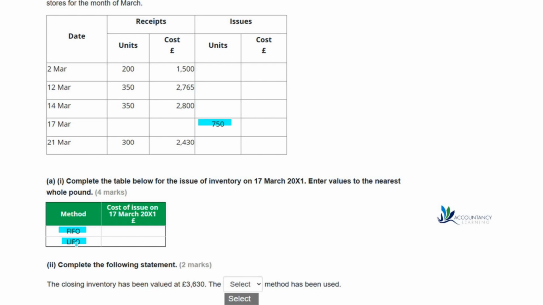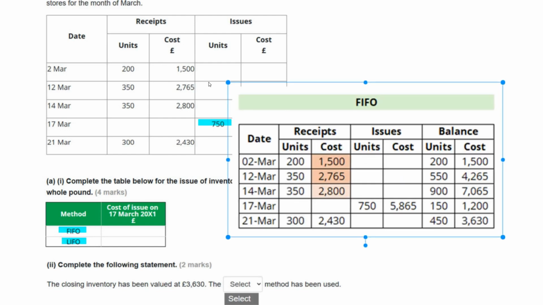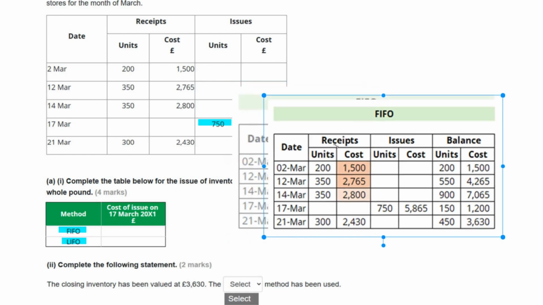Now with these types of questions, I would strongly recommend you draw out your full table. So you draw out what happens for the receipts and issues and the balance. And for this, I will bring up a table for us to look through.